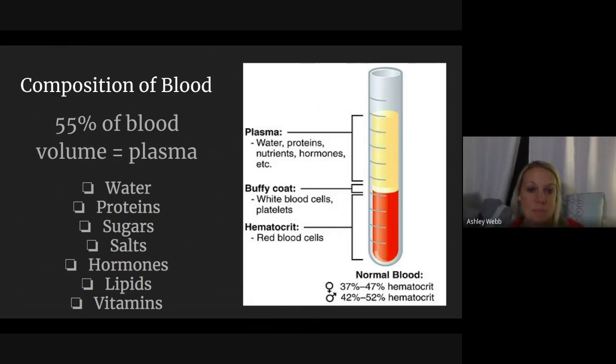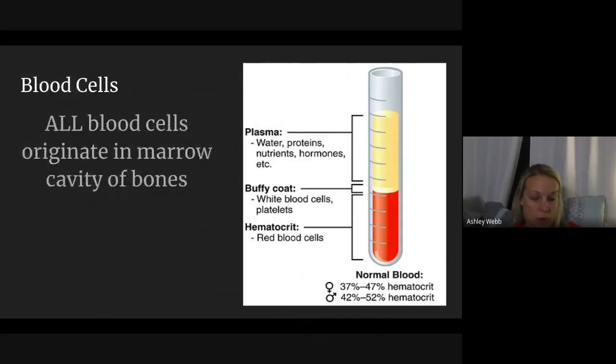Remember that the plasma is that liquid portion, and the blood cells are the formed elements, the more solid portion of it. Okay. When we're talking about the blood cells, all blood cells originate in the marrow cavity of bones. And what is the marrow cavity that we remember calling it in the skeletal system? The medullary cavity.